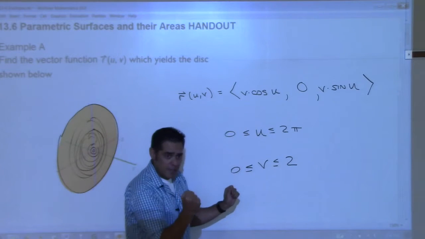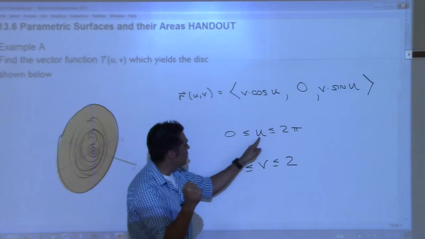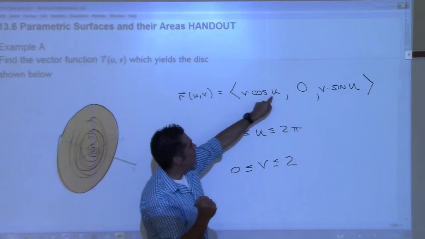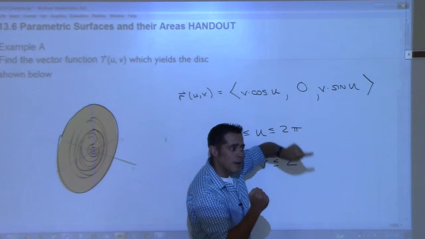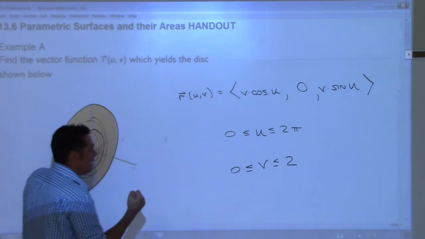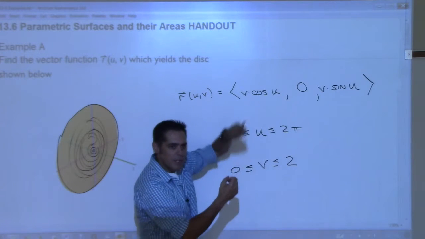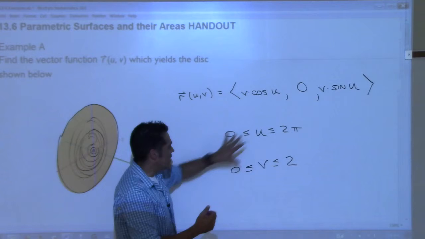Now once we've fixed our v, let's let it be held constant. Let's now let our u go between 0 and 2 pi. So I've got a little number here, cosine of u, little number here, sine of u, and that's going to draw me a little circle, right? And then I keep letting v move and keep on doing circle after circle. Does that make sense? That should draw you the disk.